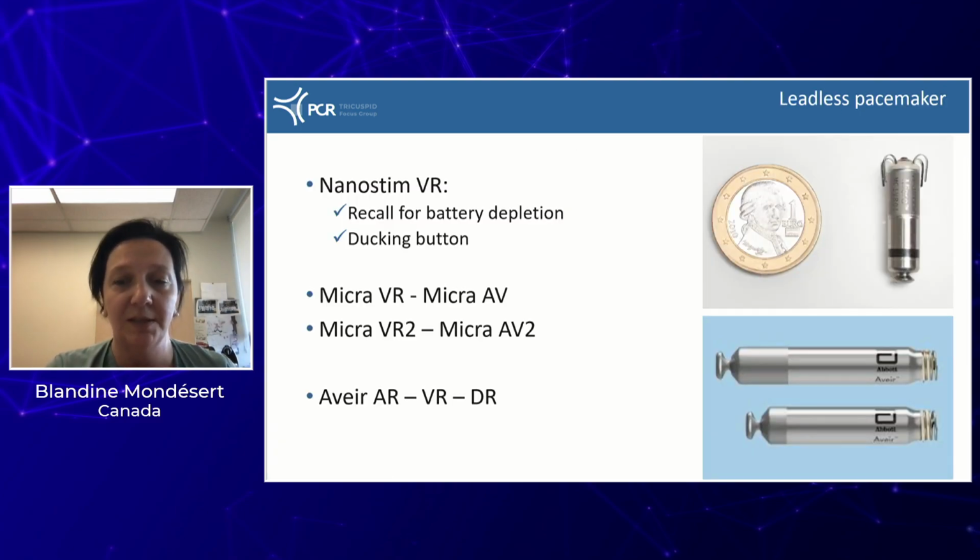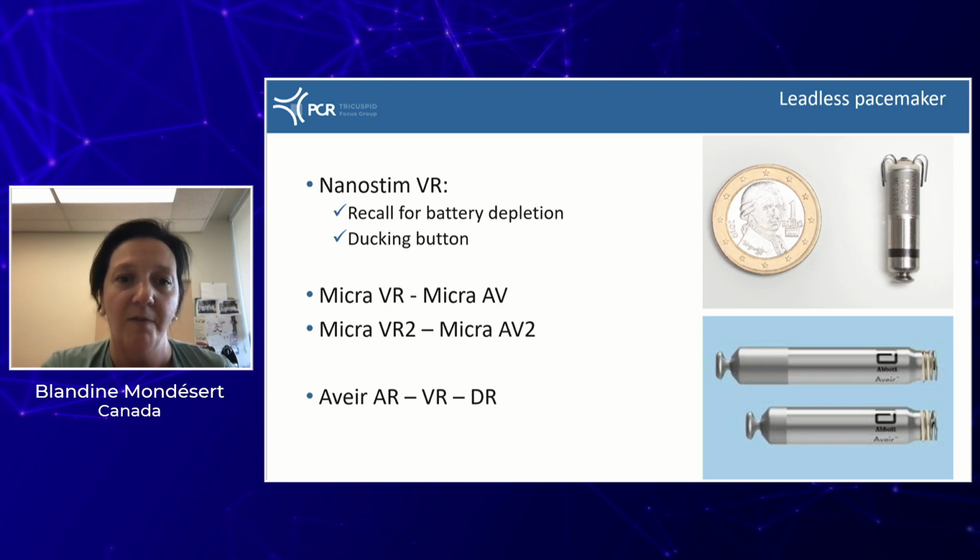The other option, and it's now a very big game changer for us, is the leadless pacemaker. In the beginning of the 2010s, we had the NanoStim from Saint Jude Medical at that time, and we had a recall for the battery depletion and the docking button dislodgement. Finally, today we have two kinds of pacemaker. The Medtronic one, the Micra, for the ventricle pacing, the VR, or the Micra AV, so we can sense the atrium and pace the ventricle, but we can't pace the atrium with the Micra AV.